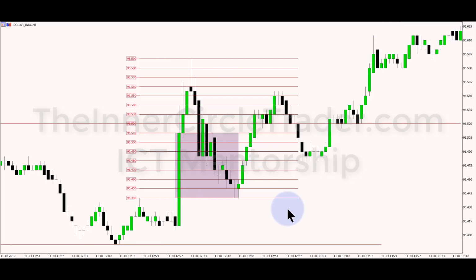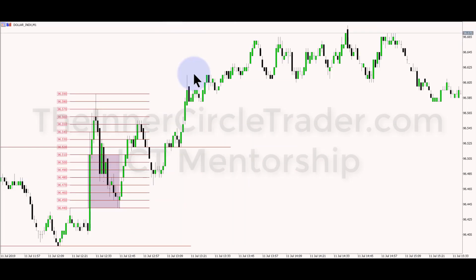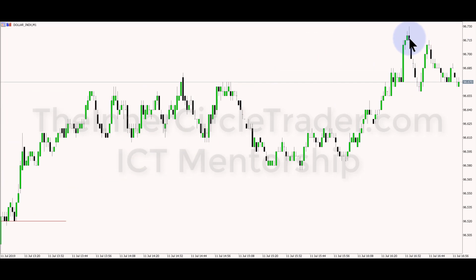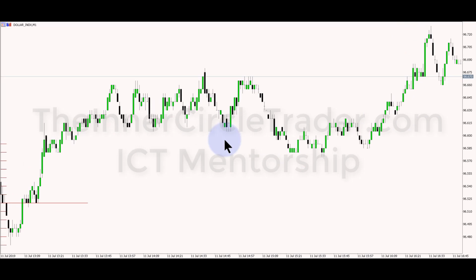Inside of these areas here, we can do the consequent encroachment on the fair value gaps and or use the institutional order flow entry drill, low-hanging fruit entry technique that I taught you a couple months ago for doing your walk forward and your back testing for fair value gaps. If you look at what has transpired since, we had a nice little rally up, trading up into 96.68. And then moving higher up to a high of 96.73, and that's where we're at the moment.